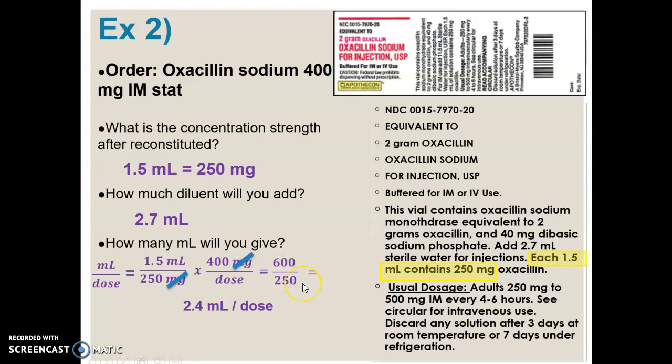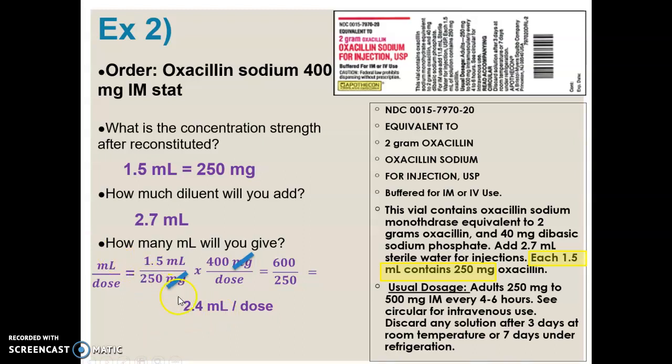Now keep in mind that if you're doing an intramuscular injection here, we want our dose to be smaller than 3 mL. Just keep that in the back of your mind, that anytime you're giving intramuscular, your dosages need to be smaller than 3 milliliters. And ours is, so we're good to go.